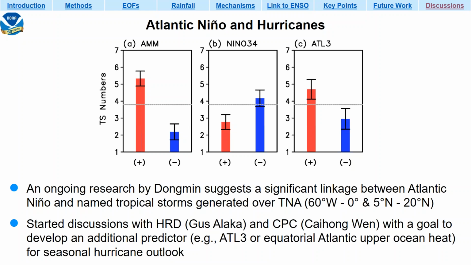And we already started the discussion with the HLD, GFDL, and also CPC. So the ultimate goal of our work is to develop an additional predictor for the seasonal hurricane outlook. For instance, for the seasons when the Pacific El Nino situation is neutral and we don't have AMM in the Atlantic, in that case Atlantic Nino could be a very important predictor for the Atlantic hurricane.